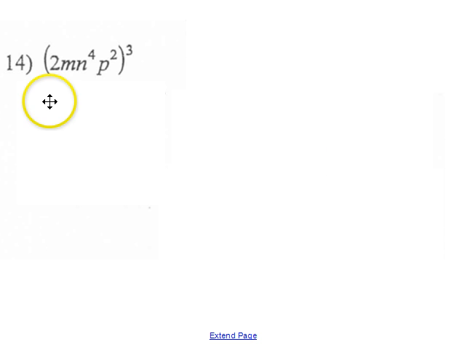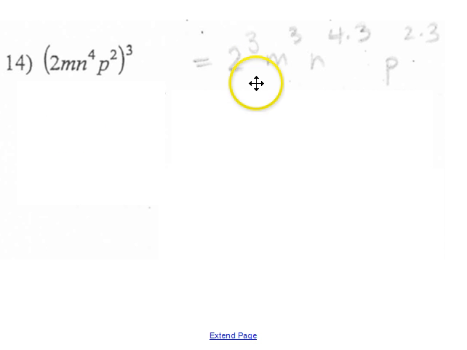Next example. Now I've got quite a few different things inside parentheses with a 3 on the outside. The 3 gets distributed to each individual piece. So I am going to have 2 to the 3rd, m to the 3rd. The n is going to have 4 times 3, and then p is going to have 2 times 3. So let's work those terms out.